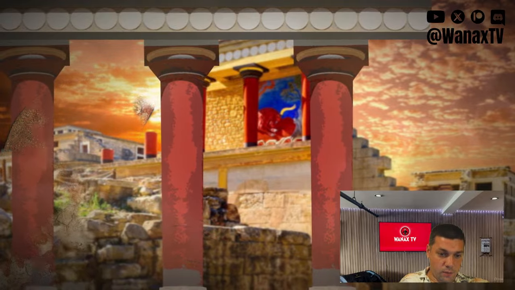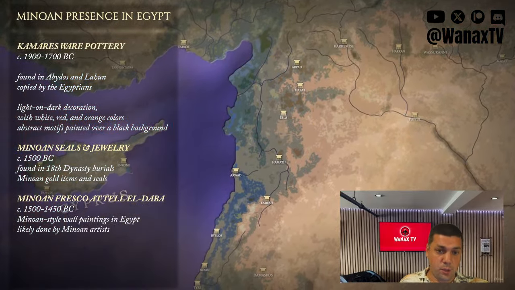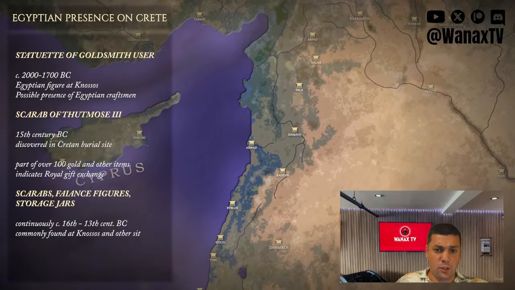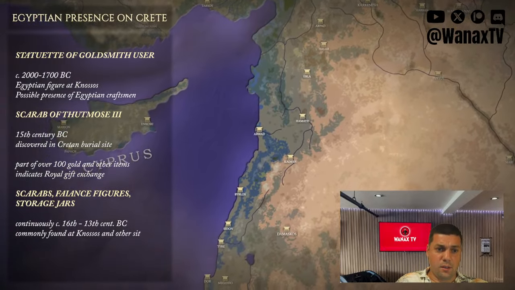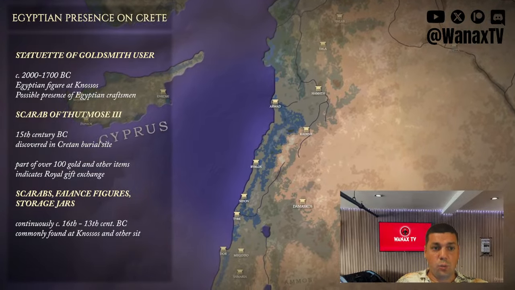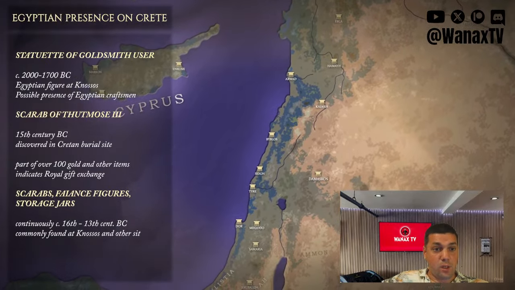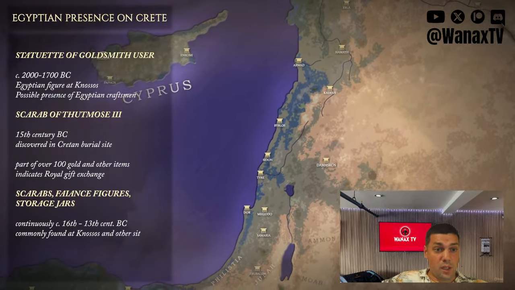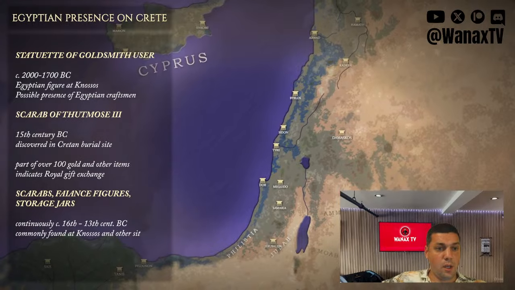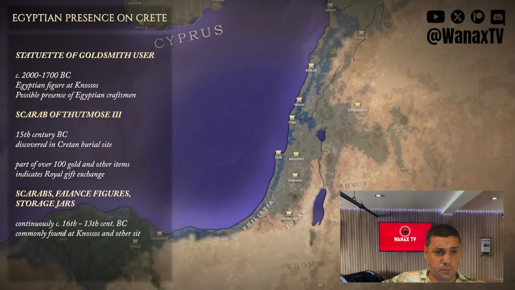And now we're moving on from the Minoan presence in Egypt, excuse me, to the Egyptian presence on Crete. So besides what we already mentioned of the pottery and Egyptian artifacts found on Crete, from year 2000 BC onwards, we have much more trade between the two civilizations. We have a statuette of Goldsmith User dated to about 2000 to 1700 BC. It's an Egyptian figure or a figurine that's found at Knossos. And we have possible presence of Egyptian craftsmen on the island of Crete.